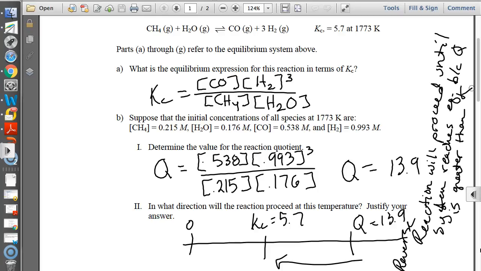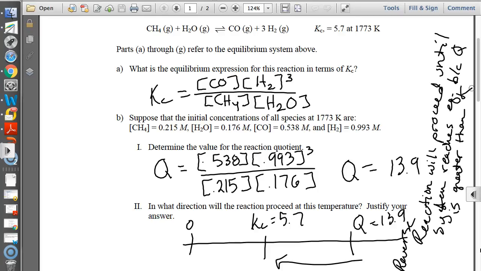Q is greater than K. So here's my justification. You have to say all these things, okay? Just like you have to say not only more electrons, but it's more polarized, blah, blah, blah. Like there's a line of things you have to say, and this is part of it. So anyway, the reverse reaction will proceed until the system reaches equilibrium because Q is greater than K. That's what you have to say, and that's what I wrote. I just ran out of room.